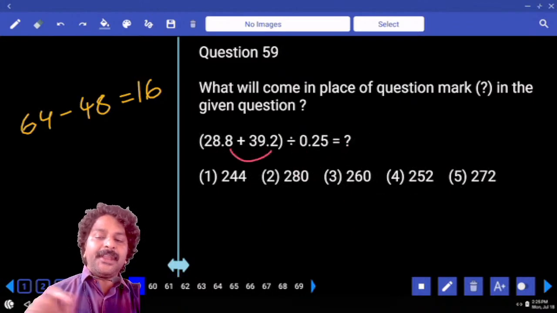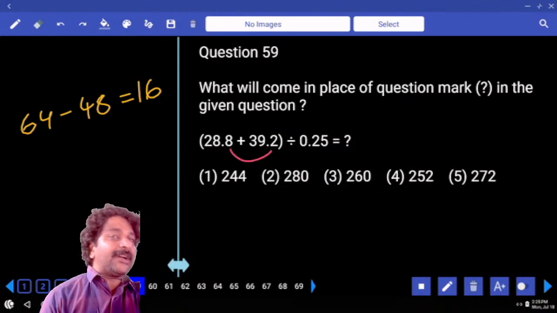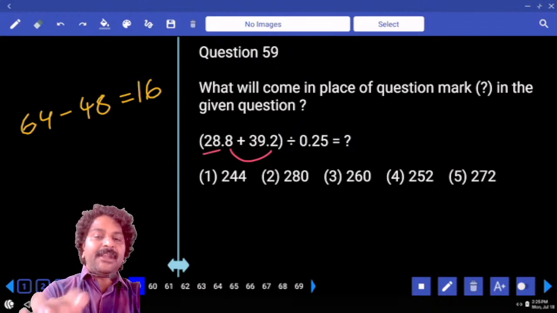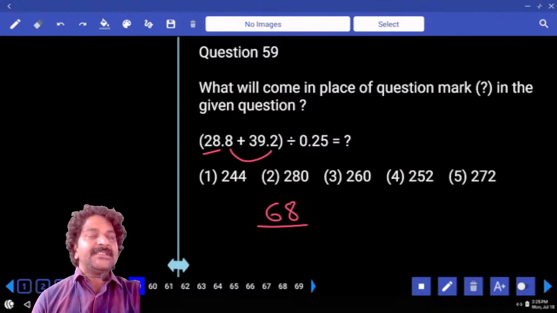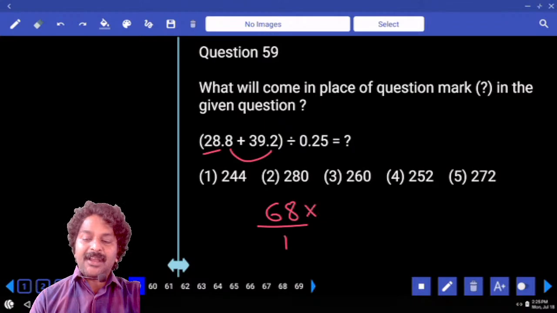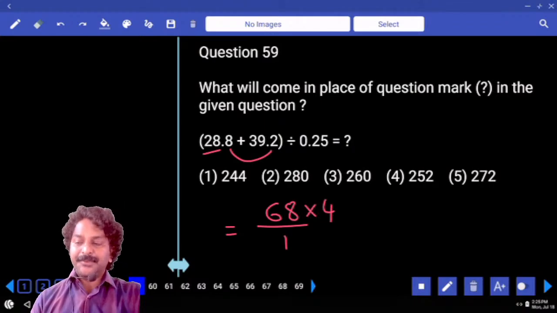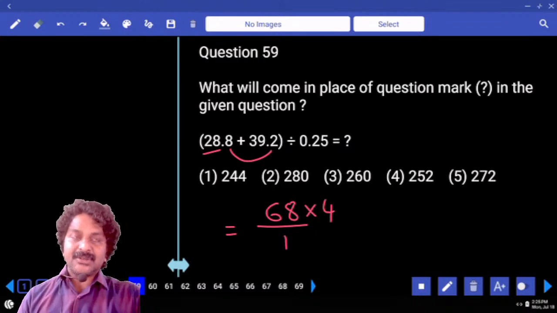when you add 0.8 to this number, 39.2 becomes 40. 40, 28. 68 divided by 0.25, which can be written as 1 by 4. Denominator comes to numerator only. The answer ends with... how many options are there? 2 options are there. So let's calculate.